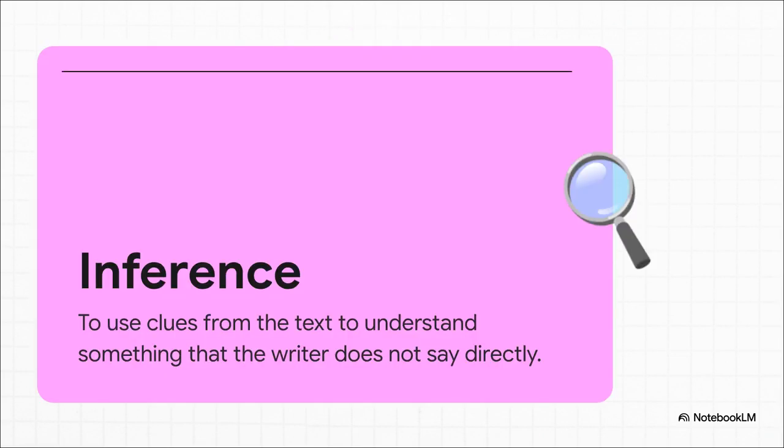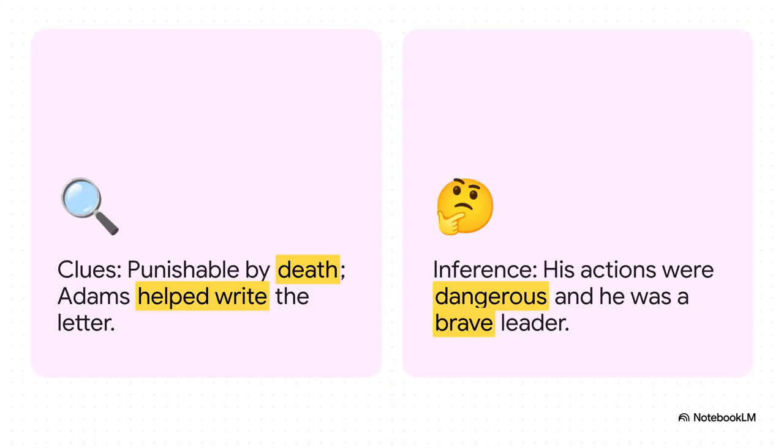Making an inference is all about being a detective again. You take the clues the writer gives you in the story, you add what you already know about the world, and you put them together to understand something the writer didn't say but wanted you to figure out. Let's try it with our story. Okay, so the text says that writing the letter was treason, and the punishment for that was death. Whoa. The writer never says this was very dangerous, but we can understand that, right? We can infer it was dangerous.